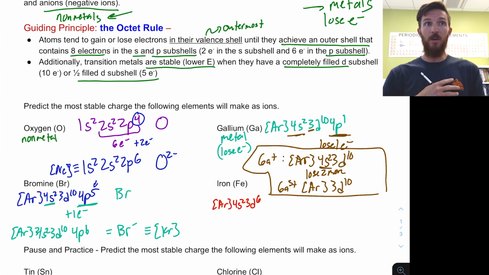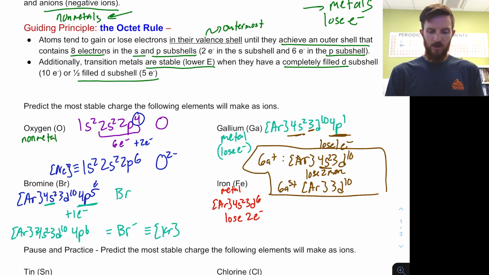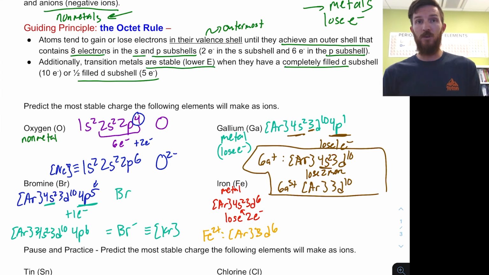Okay, and we look at iron, and we notice that it has 2 valence electrons. Again, just to remind us, this is a transition metal, so it's a metal, it's going to lose electrons, and it's going to lose those 2 valence electrons in the 4s. As it loses those 2 valence electrons in the 4s, we get argon. Now we no longer have any 4s, so we have 3d6, and that would be iron 2+. We've lost those 2 electrons, so now it's a positive 2 charge.